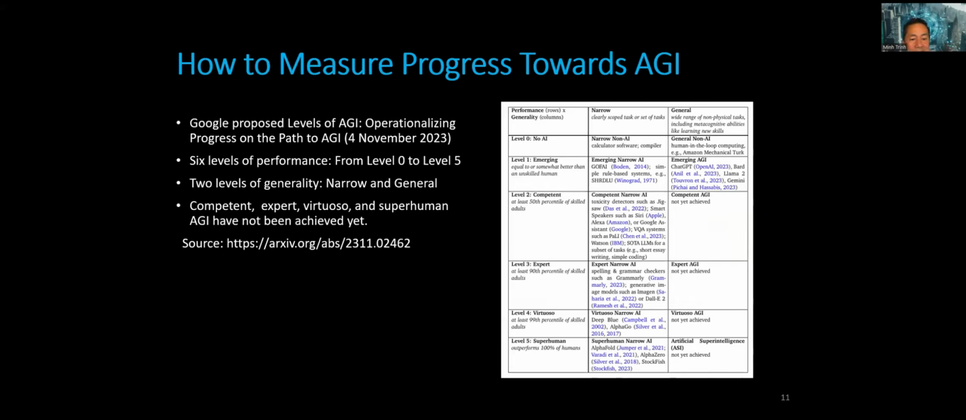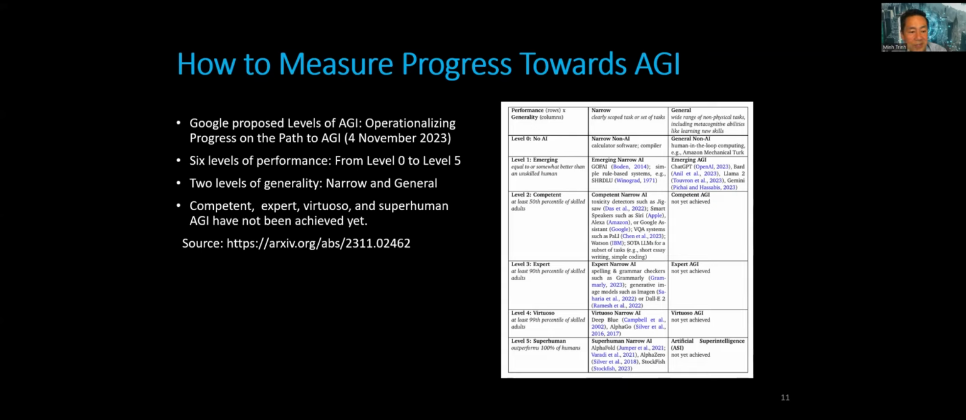Google also has published a paper, I put a link, where they try to have some objective measures of progress on the path to AGI. It was published in November 2023. You might have seen something like this for cars, with different levels of self-driving. Here it's different levels of performance. It goes from level 0, no AI, to level 5, superhuman, which means you outperform 100% of humans. Then you have the different steps: emerging, competent, expert, virtuoso, and superhuman. The bar is very high.